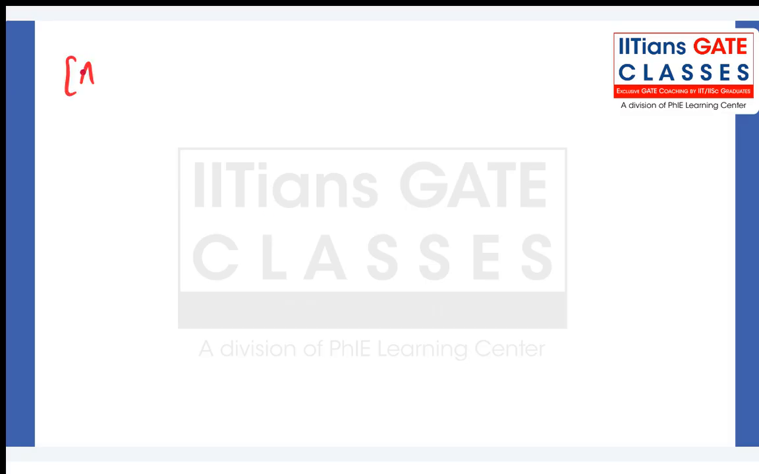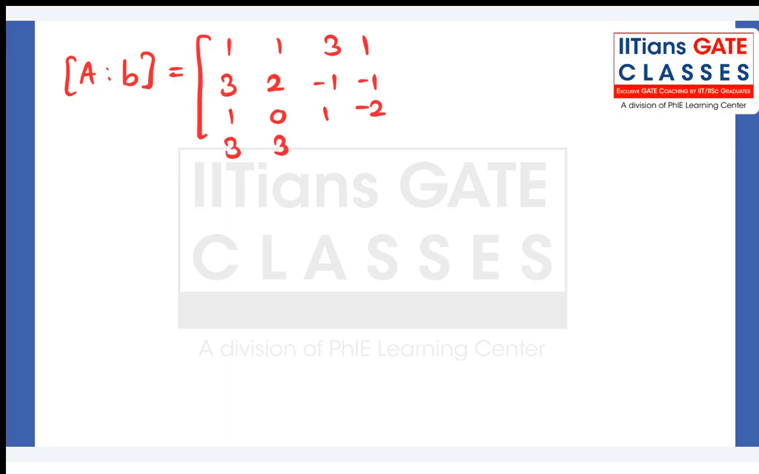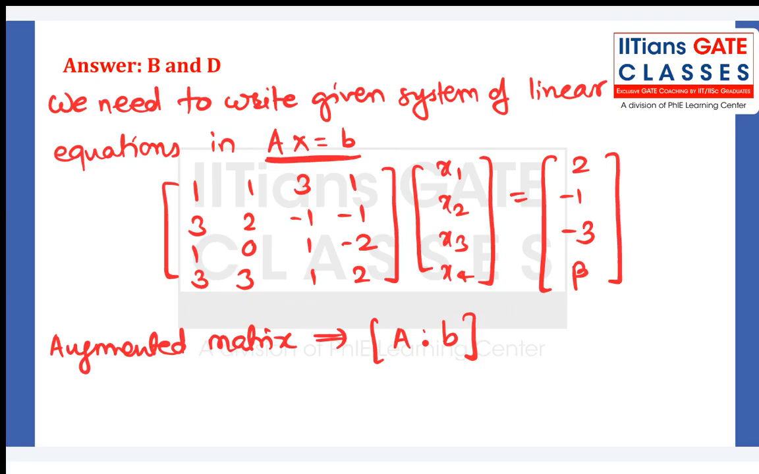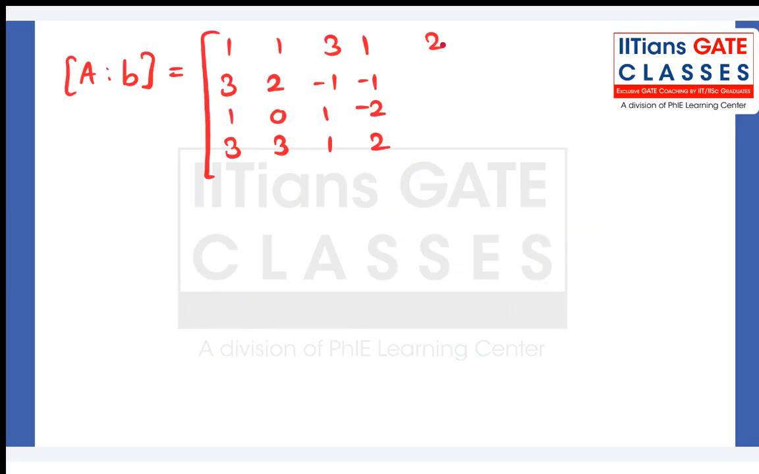Whatever is your A matrix, keep it as it is, just add one more column to it, and that will become your augmented matrix. So the A matrix remains as it is: 1 1 3 1, 3 2 minus 1 minus 1, 1 0 1 minus 2, 3 3 1 2. Okay, and then there will be one more additional column here because of the B matrix, which is a column matrix. That will be 2 minus 1 minus 3 beta. Okay, so here one unknown is there, which is beta.